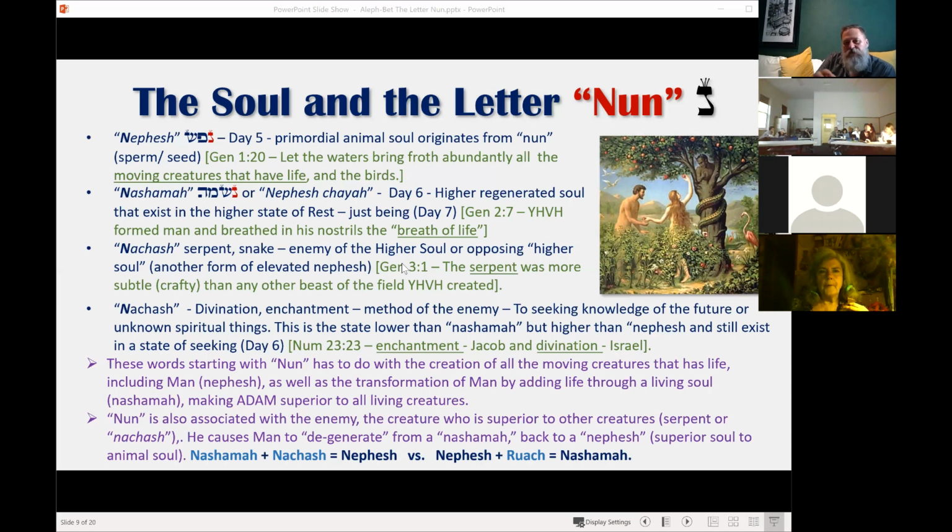The basis of the soul, which is linked to animals as well as humans, is laid on day 5, as we saw with Genesis 1:20. And the next word, nachash, is translated as serpent. Now that is what we see in the story of Adam and Eve taking the fruit. And the nachash was the serpent that tricked Eve, and she basically gave the fruit to Adam. So man was enchanted, which is the next word, nachash, which means divination and enchantment.